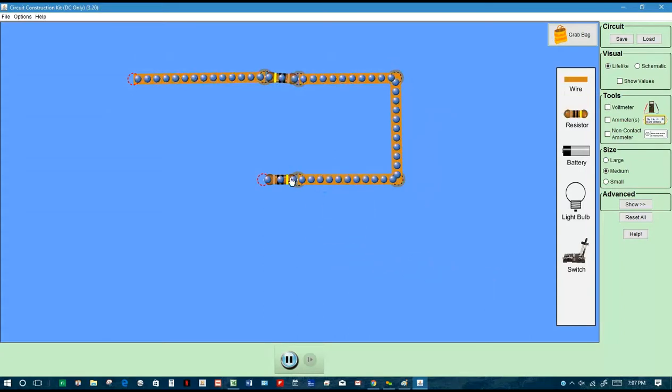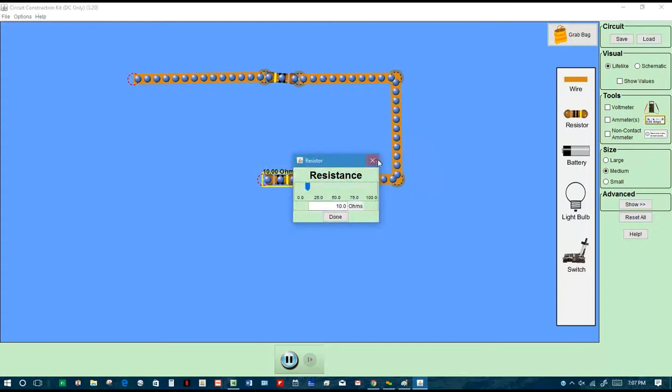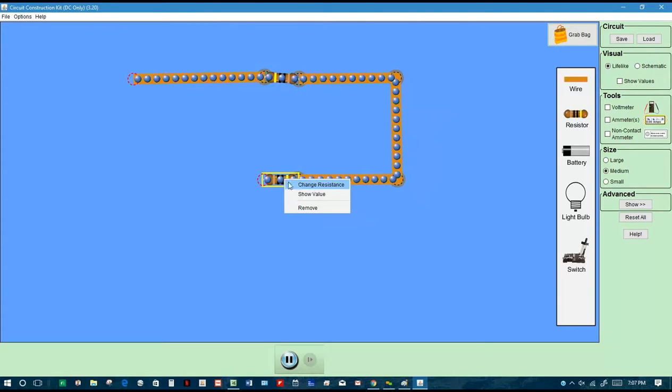And in fact, I'm going to do it a little differently now that I think about it. I'm going to delete this resistor. I'll eventually build the other one, but let's just start off with the simplest possibility, which is just one battery and one resistor. All right? Okay.